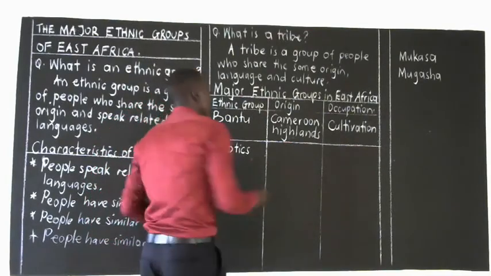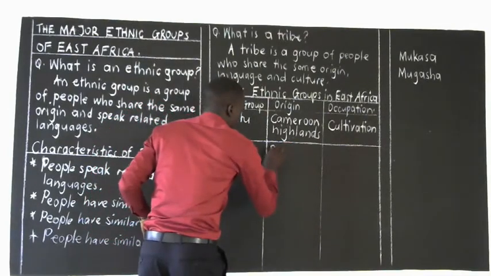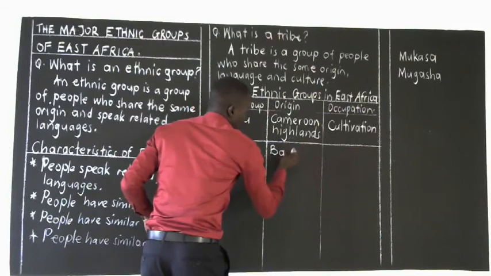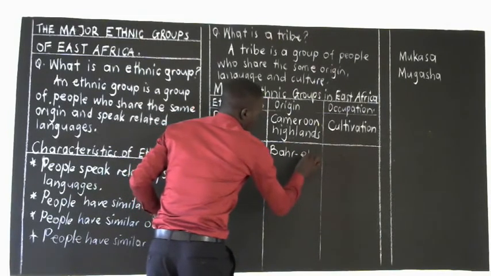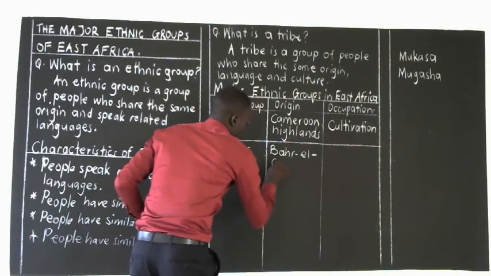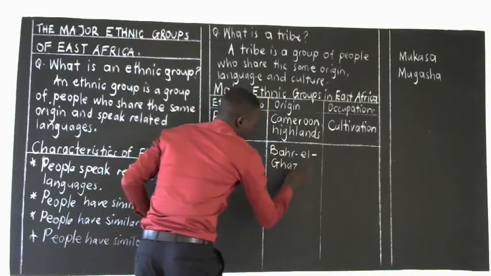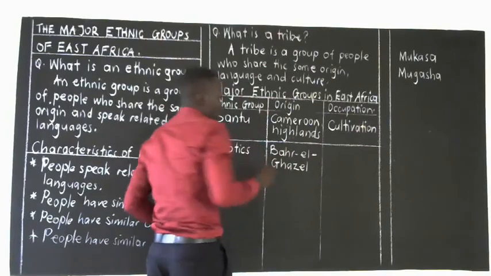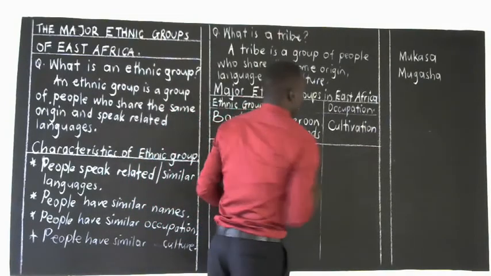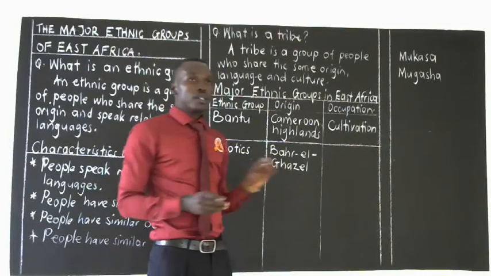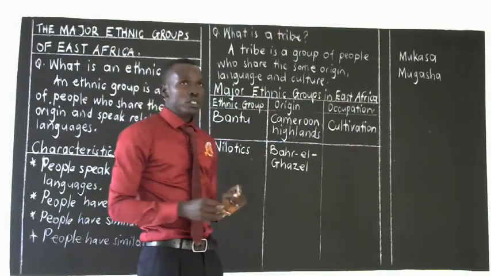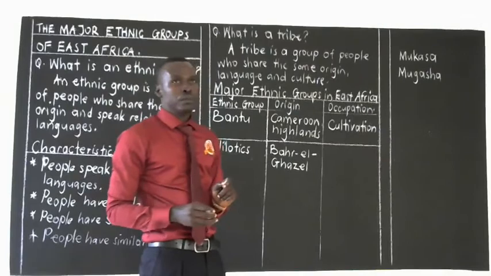So we write and say they came from Bar El Ghazal. The main occupation of the Nilotics was pastoralism.